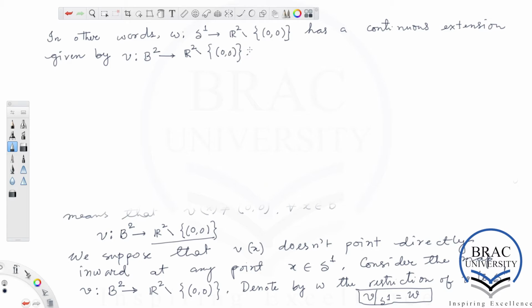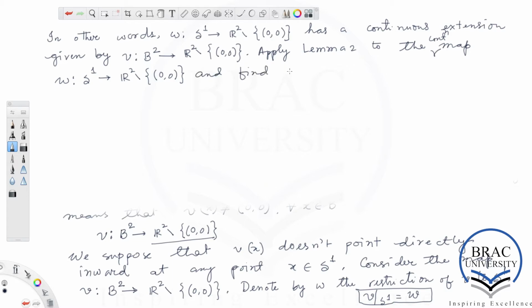So if this is the case, because W has a continuous extension, we can apply Lemma 2 to this map W. Apply Lemma 2 to the continuous map W from S1 to the punctured plane, and find that W is null homotopic. Okay, good. So we have proved that W is null homotopic.